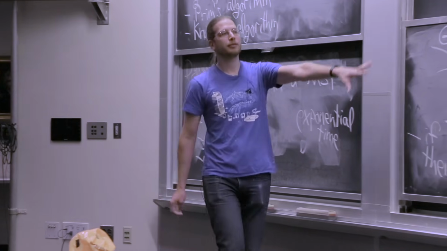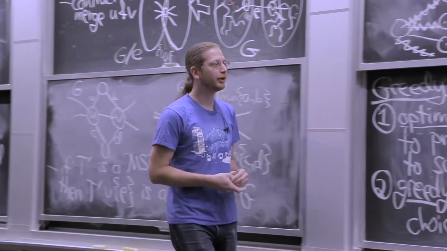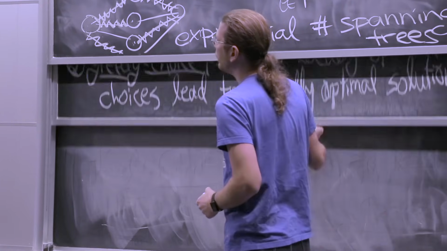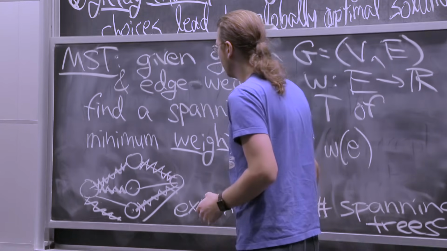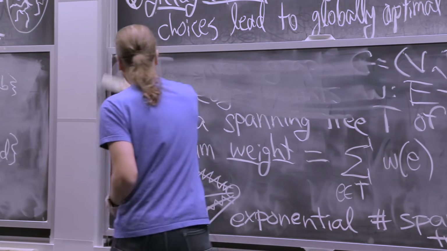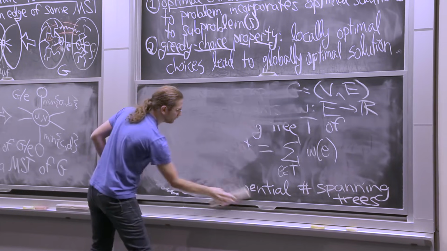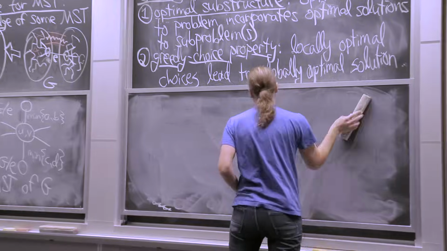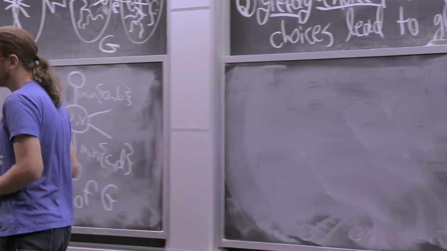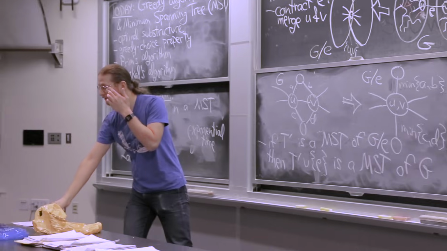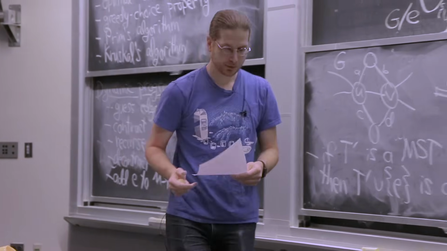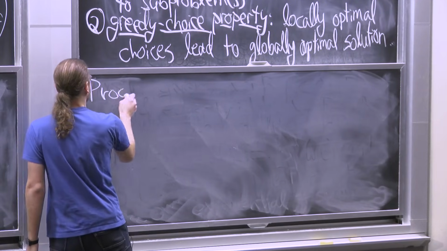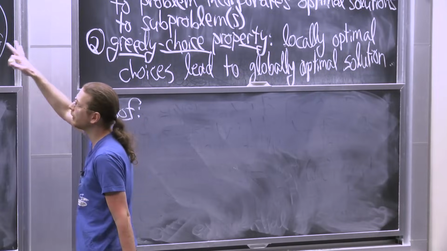First, I should prove this claim, because where did edge contraction come from? Why does it work? It's not too hard to prove. Let's do it. Question? No? All right. So, proof of optimal substructure.